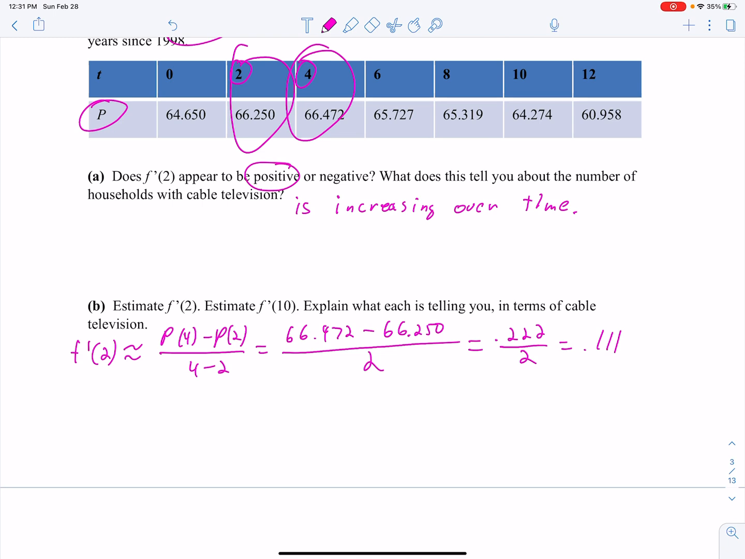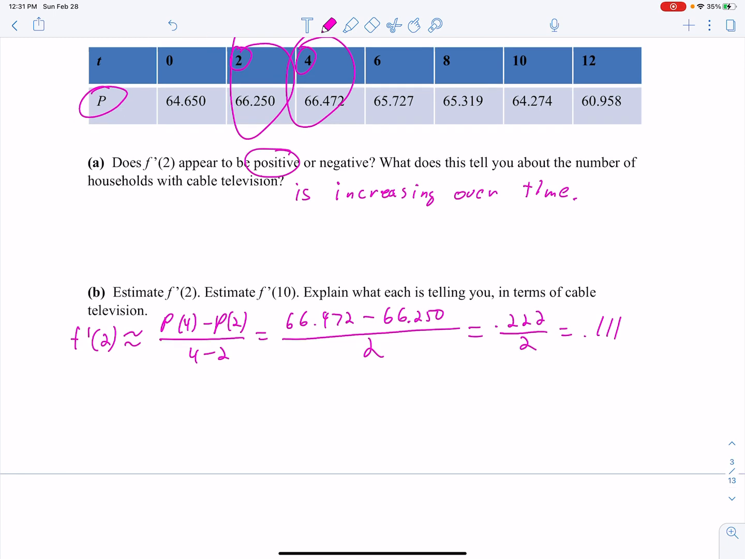Of course, we do need to put units on this. So it's 0.111 millions of households per year, because this is a rate of change. It's a positive number, so it means it's going up, right? It says explain: positive slope, positive derivative means increasing. So that one's increasing.